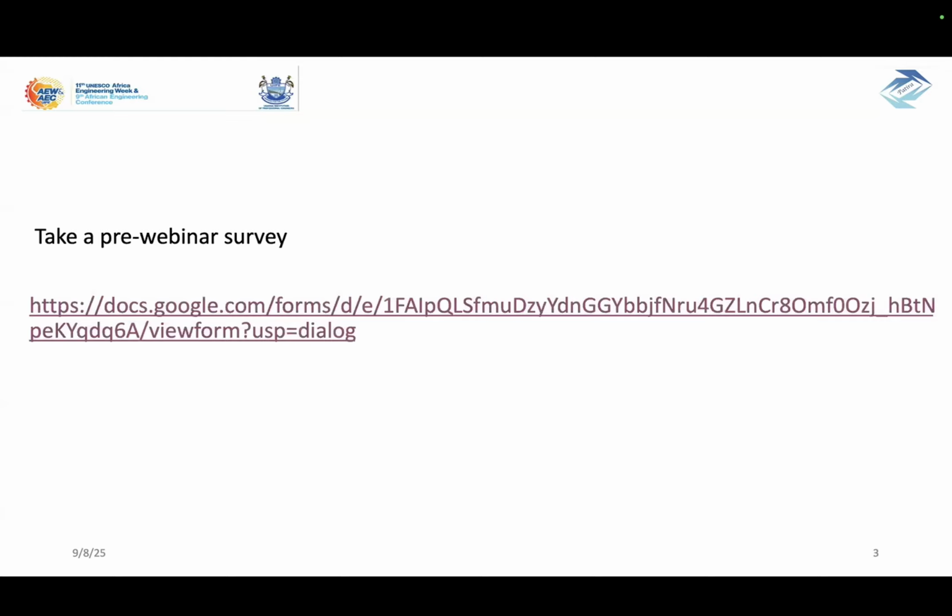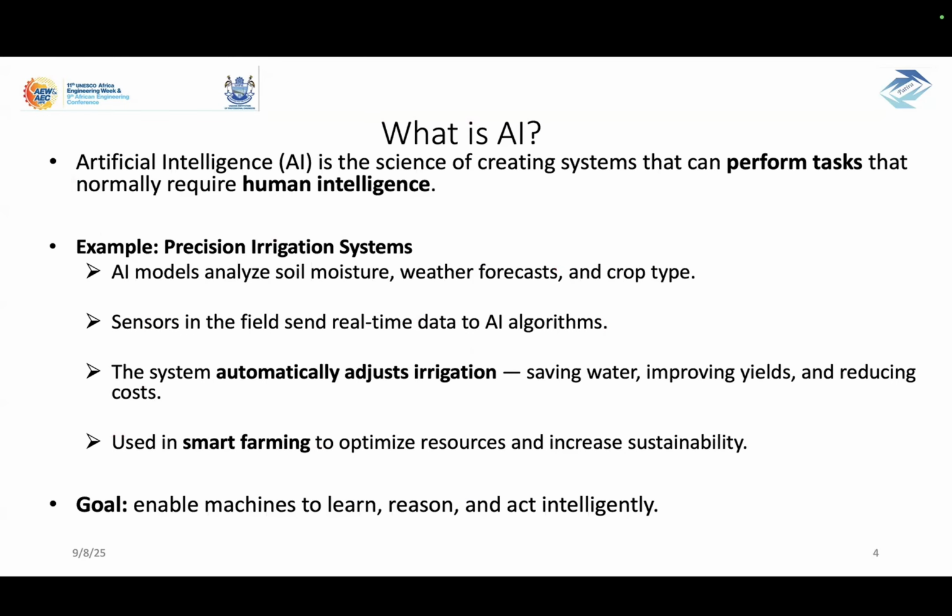Okay, so this is what we've been doing. So what's AI? Dr. Jim already took us through it, but I'm going to emphasize a little bit here. It is a science for creating systems that can perform tasks that normally require human intelligence. When the doctor introduced AI, he compared it with the human brain.